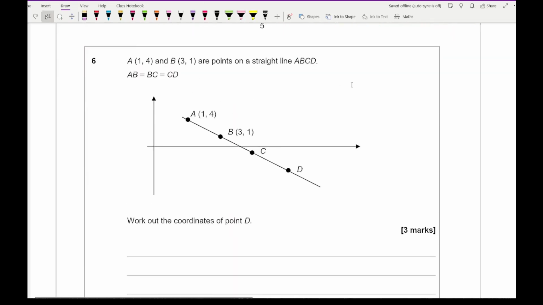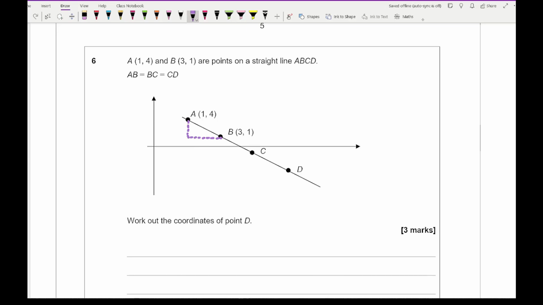Then moving on to question 6, it says that A is at (4, 1), B is at (3, 1) and the points are in a straight line A, B, C, D. It tells us that AB is equal to BC, which is equal to CD, and it says work out the coordinates of D. Now for this particular question, what we need to do is draw triangles. Using the coordinates, I can then work out the dimensions of that triangle, because the height of that is going to be the difference in the y ordinates.